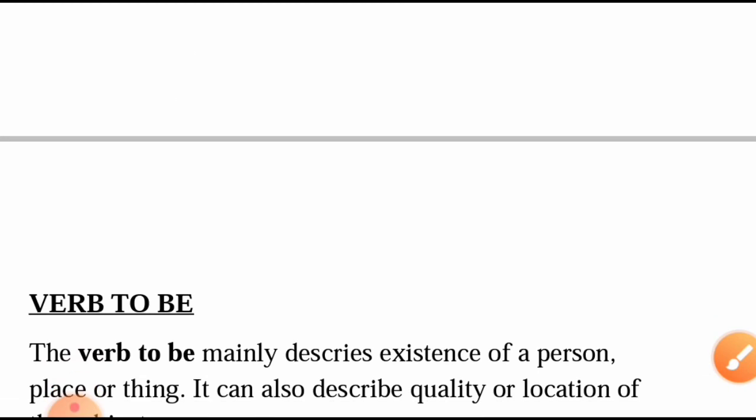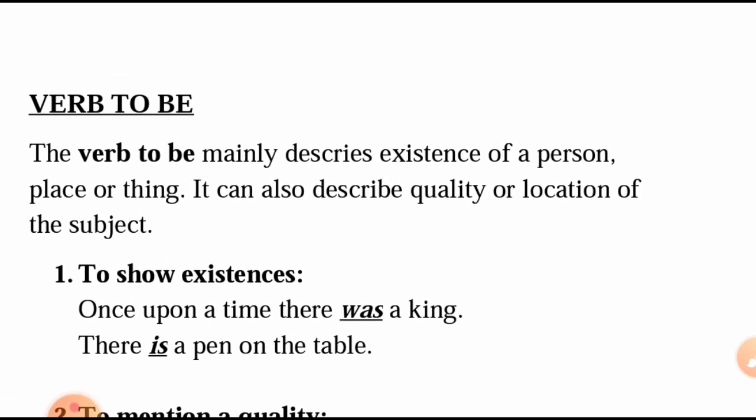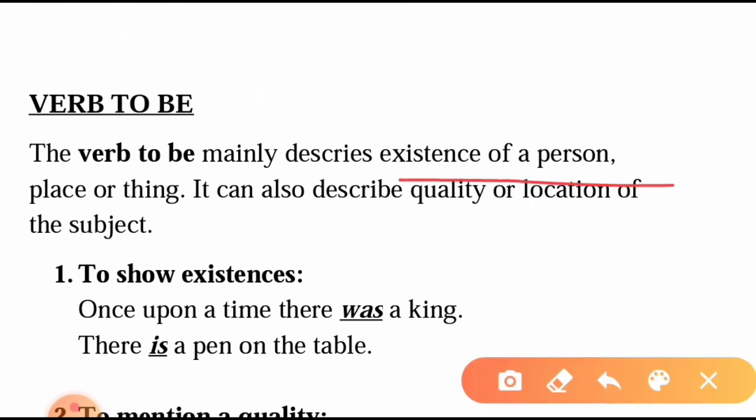So now let's talk about verb to be. You can see the definition. It mainly describes the existence of a person, place or thing, or it can also describe the quality or the location of the subject. So now verb to be is basically talking about the state of being something. In detail we can say the verb to be is used to show the existence of a person, or to describe the quality, or even when you are talking about the location of the subject. So in all these cases you need to use verb to be.